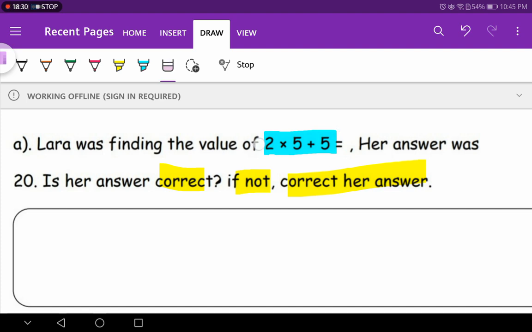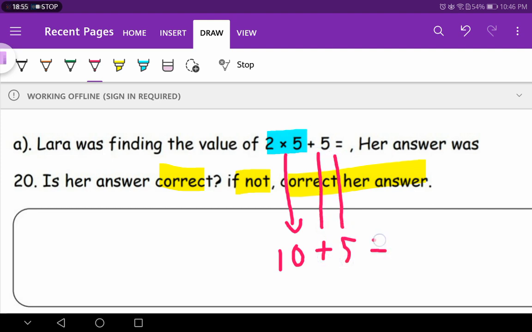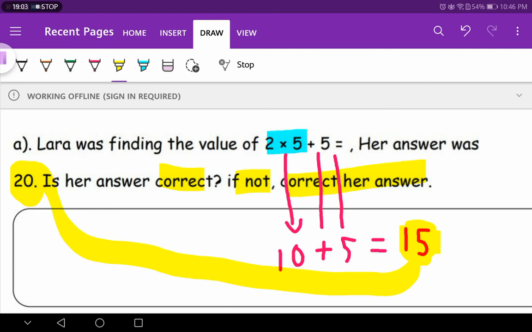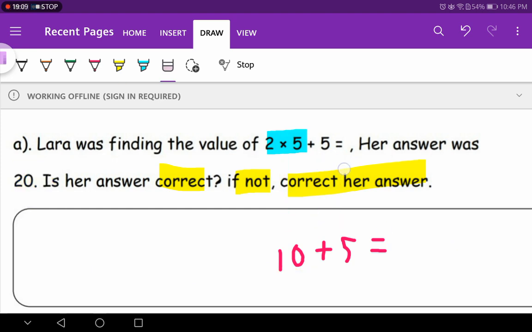Okay, as you know, my dear student, there are multiply and plus, and you know that the multiply is stronger than plus, so you apply or execute the multiply. 2 by 5 gives 10. I drop the plus, I drop the 5. 10 plus 5 gives me 15. Please tell me, is she correct? Actually no, and we find the right answer, which is 15, not 20.